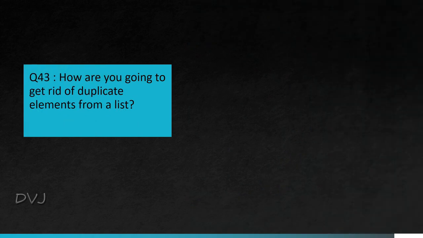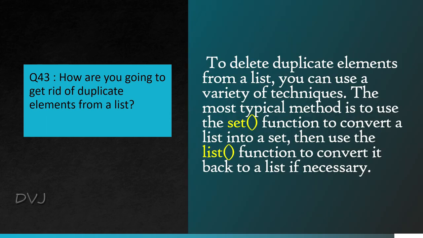Question number 43. How are you going to get rid of duplicate elements from a list? To delete duplicate elements from a list, you can use a variety of techniques. The most typical method is to use the set function to convert a list into a set, then use the list function to convert it back to a list if necessary.